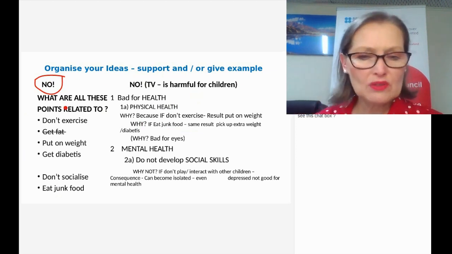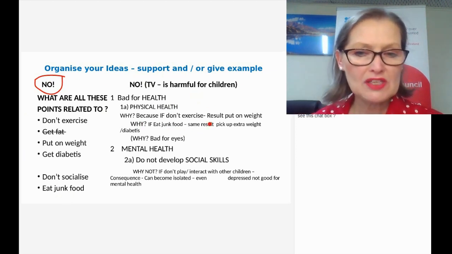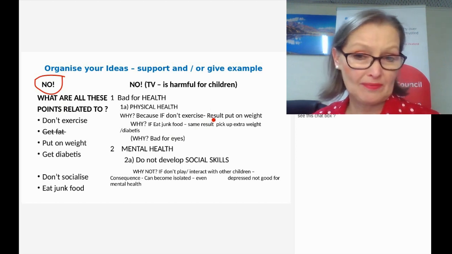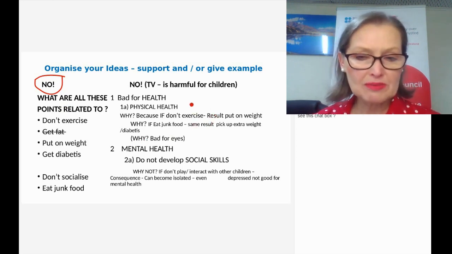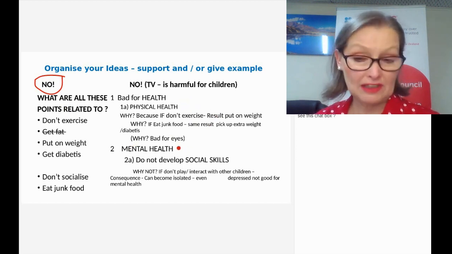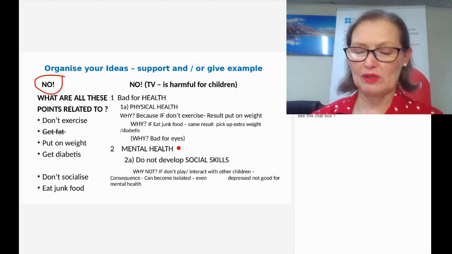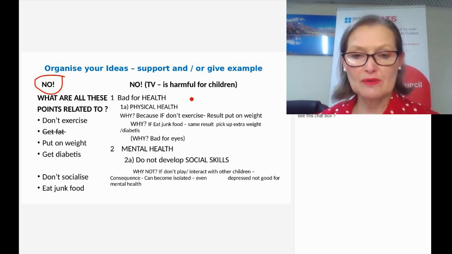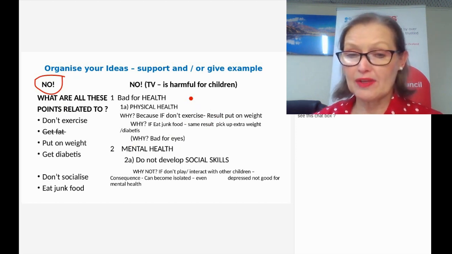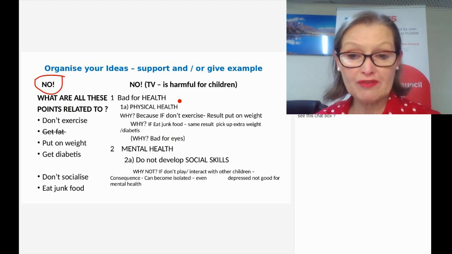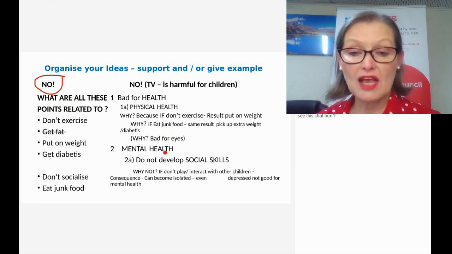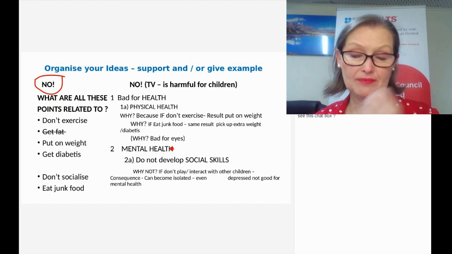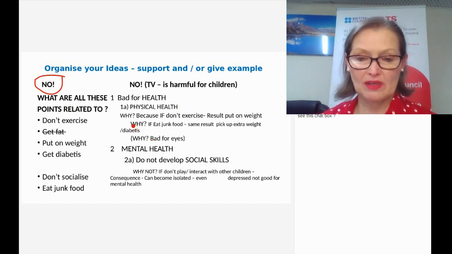First of all, when I look down this, I can see that a lot of this has to do with health. And then if I look a little bit further, I can think about physical health and indeed mental health or sort of emotional well-being. So I can break this down into television is bad for health. It's bad for both physical health as well as mental health and emotional well-being.